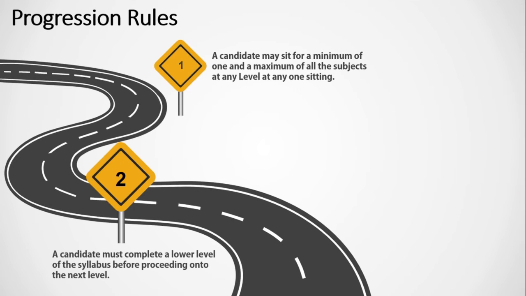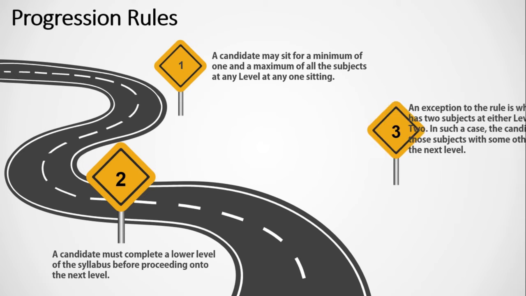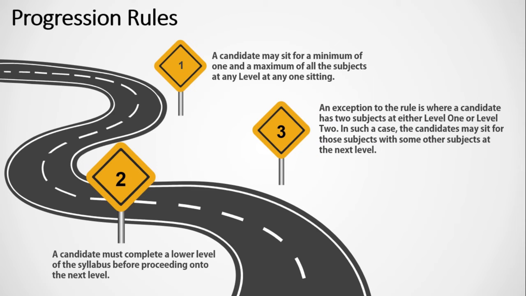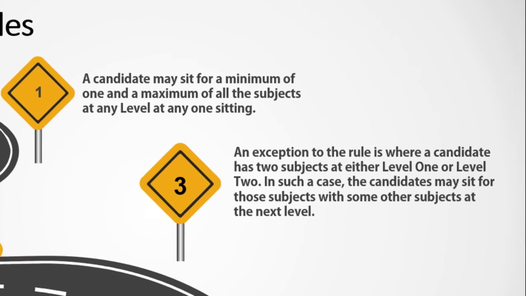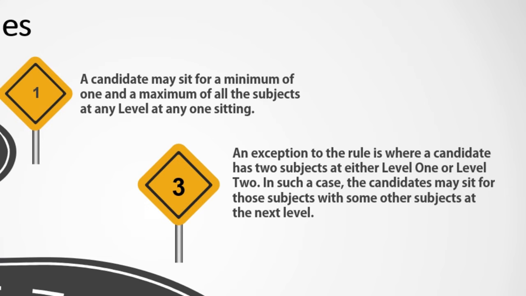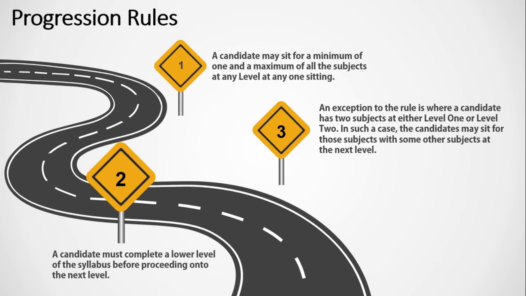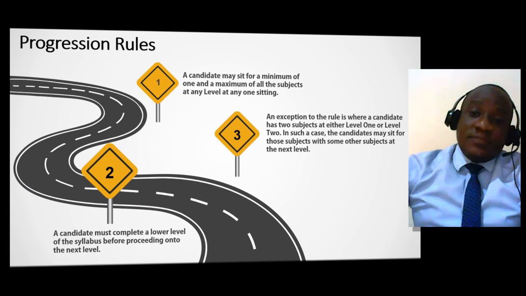Number 2 is that a candidate must complete a lower level of the syllabus before proceeding on to the next level. That's very important. You must complete level 1 before you go to level 2. Now, the exception to this rule is that where a candidate has 2 subjects, either at level 1 or level 2, in such a case, a candidate may sit for those subjects with some other subjects at the next level. But there are certain papers you cannot do at level 1 at the same time at level 2.